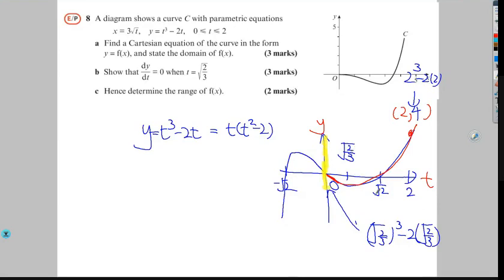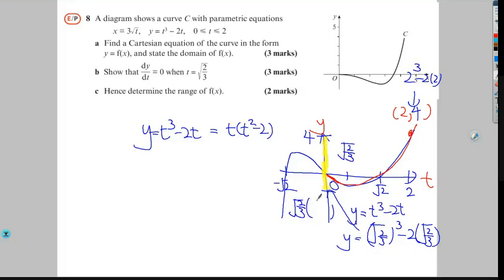Okay, so how can I find this point? Once again, we know that this is dy by dt, which actually we got. This point here, we have root 2 over 3 from part B. And then if I want to find the value of y at that point, it's just like what we did before. It is 2 cubed minus 2 times 2. That also again gives me 4.